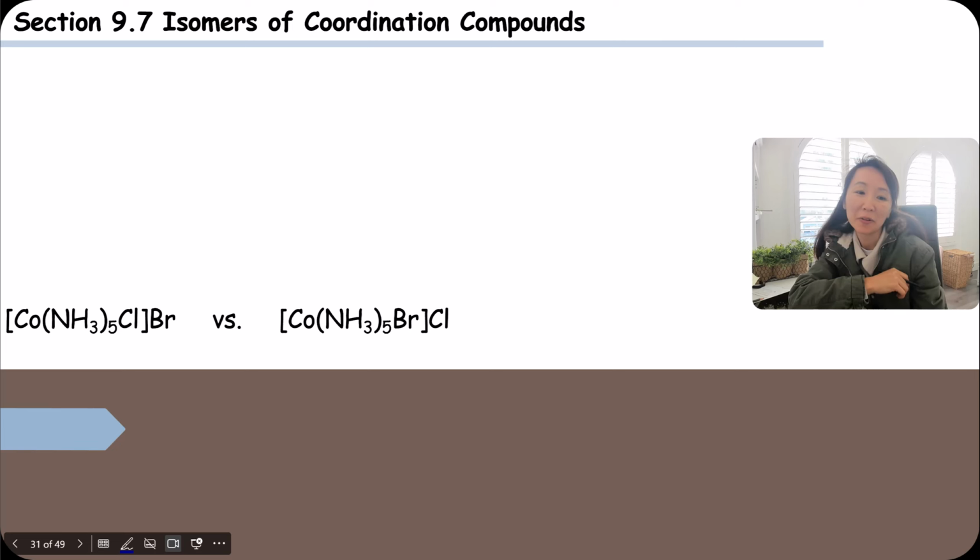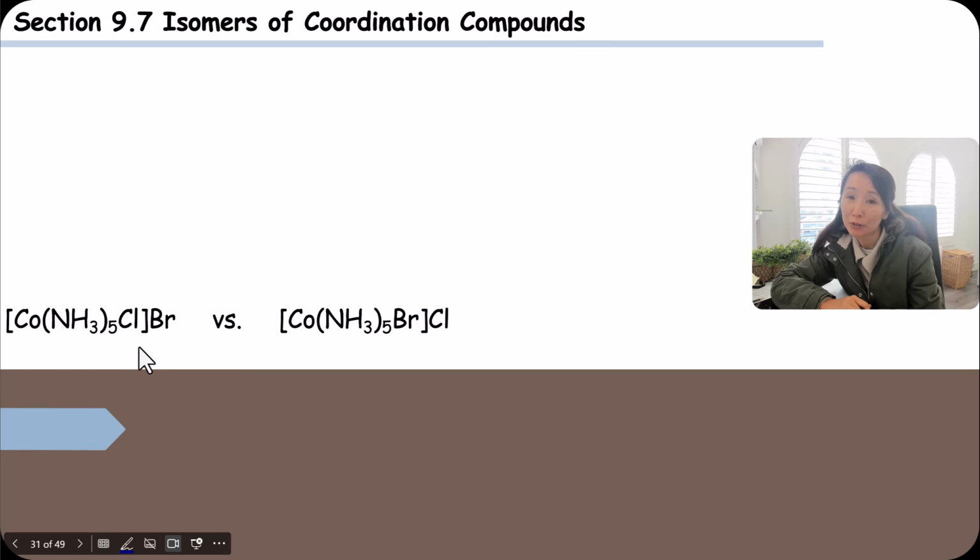In this video, we'll cover isomers of coordination compounds. Take a look at this example over here. Here's cobalt with 5 ammonia and chlorine. That is within the bracket.